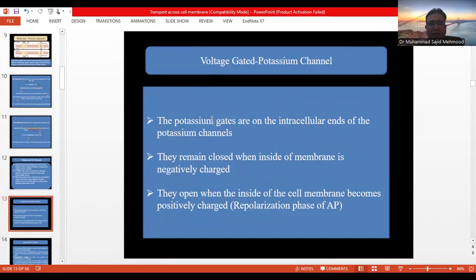Then the voltage gated potassium channel. The potassium gates are on the intracellular ends of the potassium channel. They remain closed when the inside of the membrane is negatively charged. They open when the inside of the cell membrane becomes positively charged, and it helps in the repolarization phase of the action potential. So these are the voltage gated sodium and voltage gated potassium channels, which we discuss especially in the action potential.